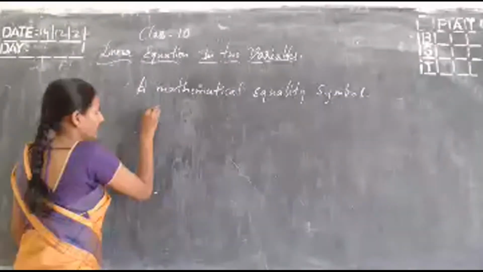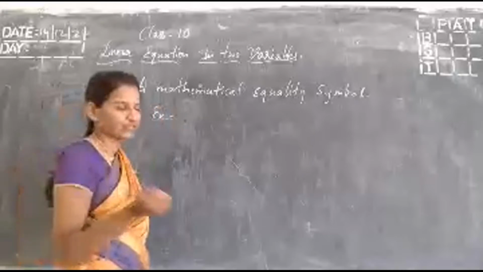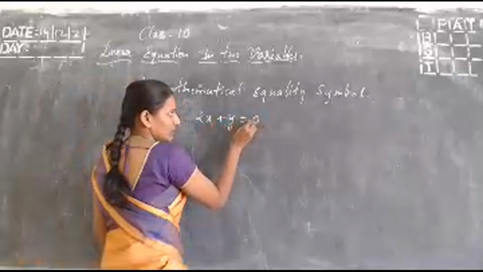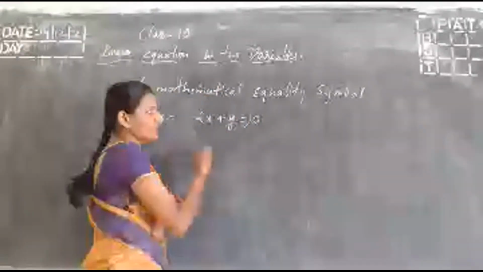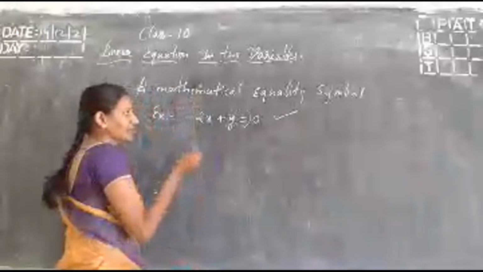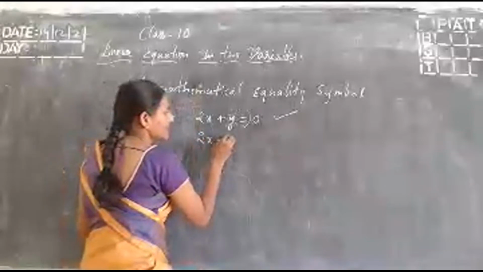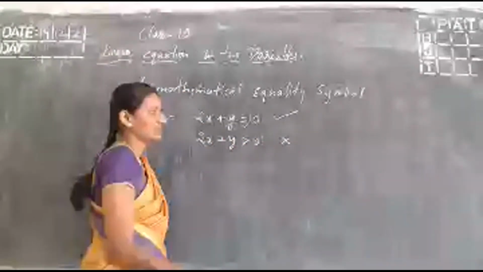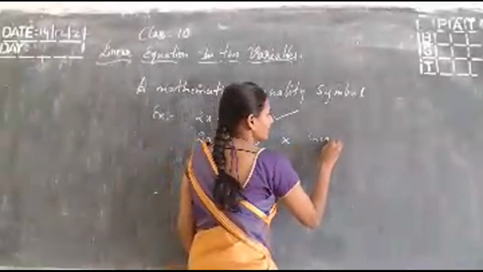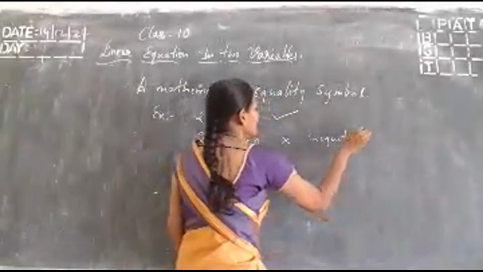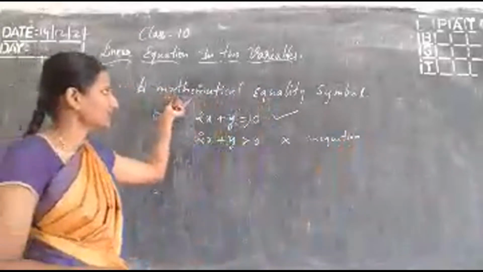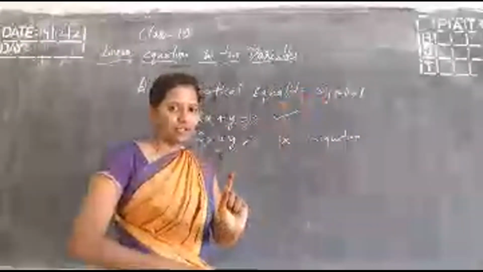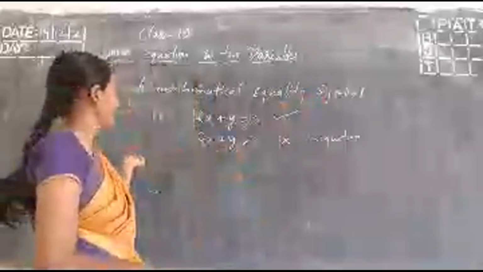For example, I have an equation 2x plus y is equal to 0. This has an equality symbol here, so this is an equation. If I write this as 2x plus y is greater than 0, this is not an equation. This is an inequation. So what is an equation? A mathematical expression which is having an equality symbol. Don't take notes. I will give everything.